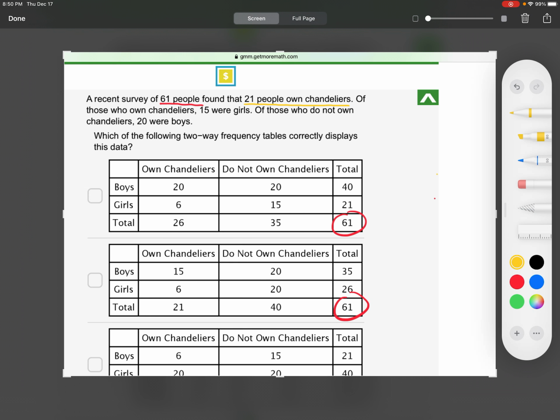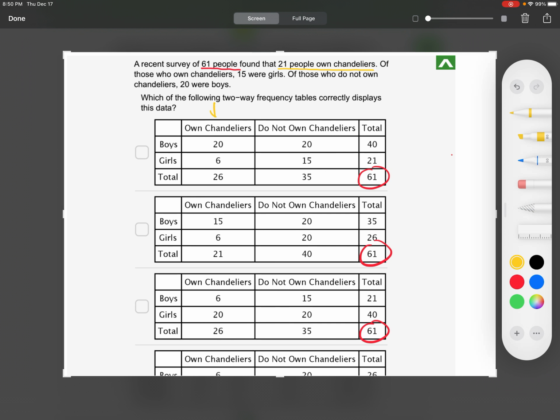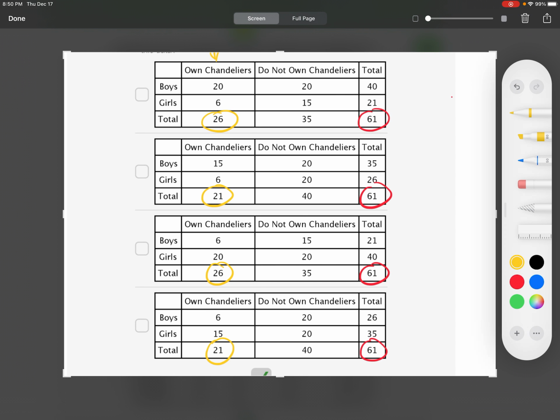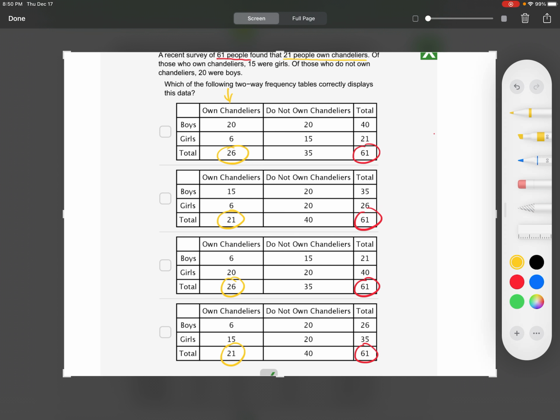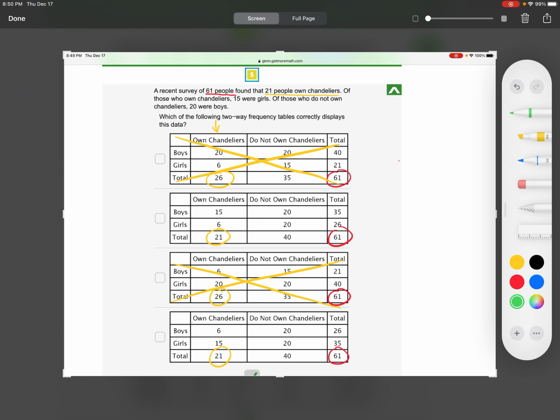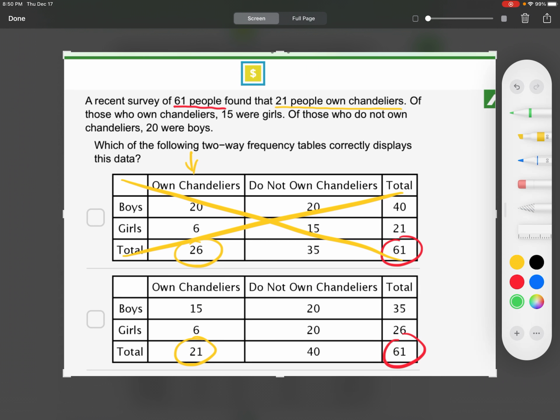21 people own chandeliers. All right, so this is the own chandeliers column. 21, 21, 21, 21. So that simple fact got rid of the things that don't have 21 in there. So now I'm down to 2 choices. I'll keep going. I'm just going to use a different color. So I'm on the top here. Of those who own chandeliers, 15 were girls. So we're in the own chandeliers girls piece now.